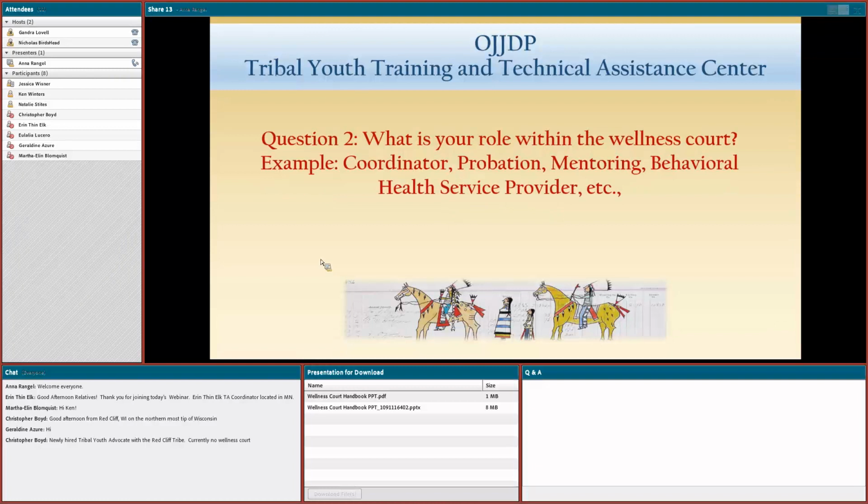We're going to go ahead and move to our second question, which it looks like Christopher kind of already answered part of that, but what is your role within the wellness court? Example, coordinator, probation, mentoring, behavioral health service provider, could even be a tribal cultural advisor or spiritual person. And if it's not a wellness court that you have currently, maybe just what is your role in your current employment? I would love to know, even if you're not working within a wellness court right now, but you're joining today, where you're joining from, or just, what is your work within the justice system.